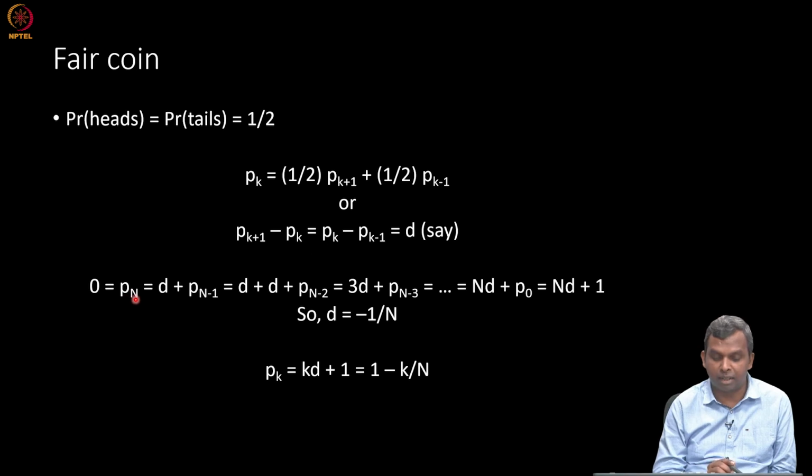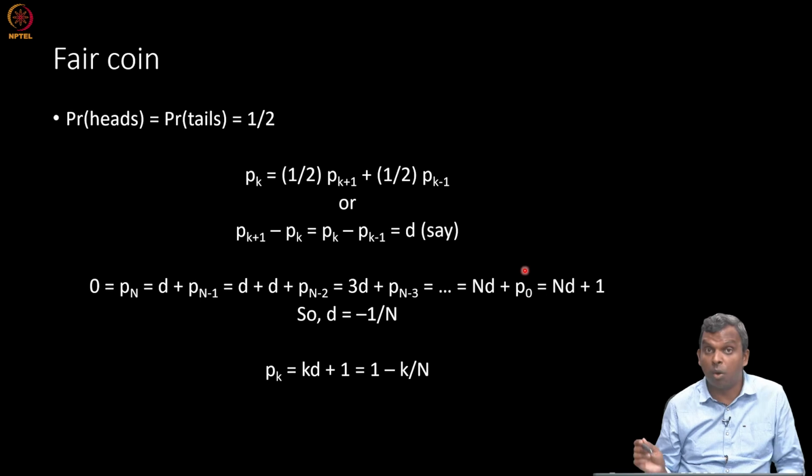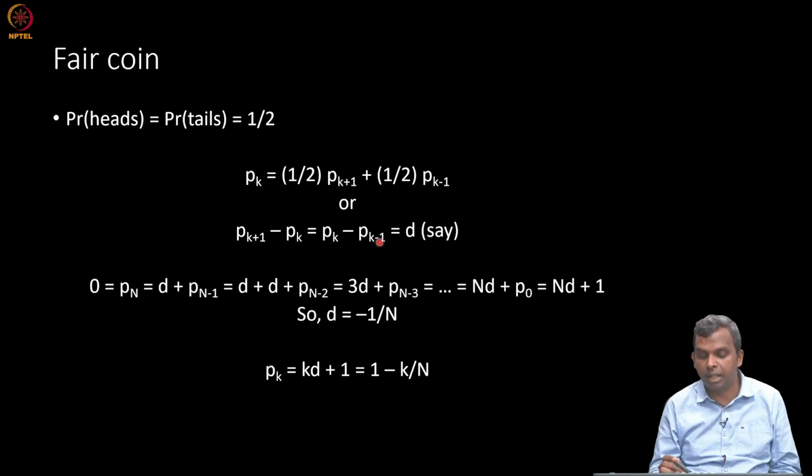So you exploit that and you can quickly write Pn in terms of d. You will get Pn to be nd plus 1, and what is Pn? I know it is 0. So from there you can find d. d is minus 1 by n. So you can see how the initial conditions, the boundary conditions, play a role in determining what this d is, and you get Pk to be 1 minus k by n. So that's a fair coin.